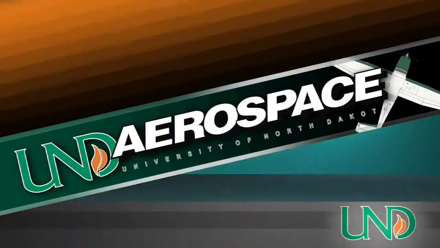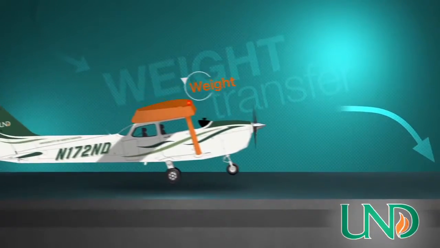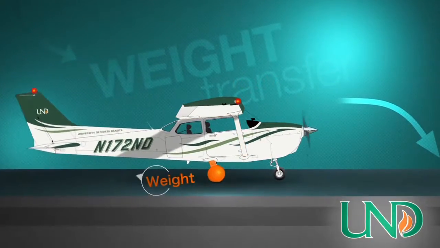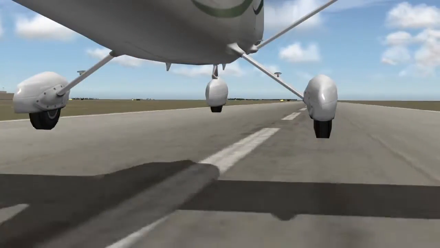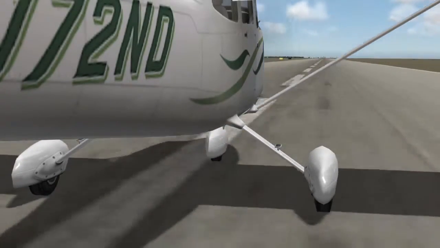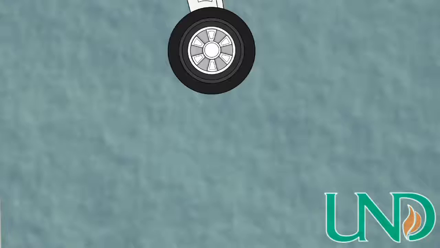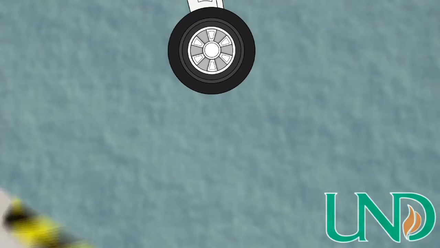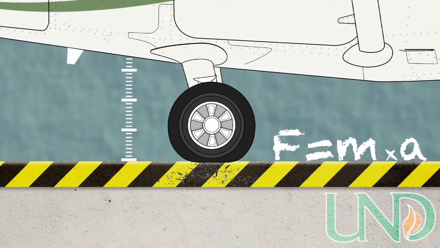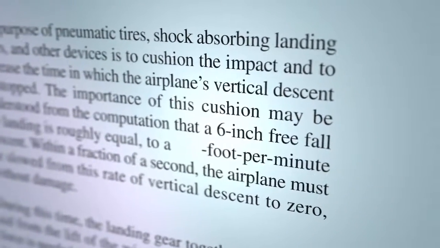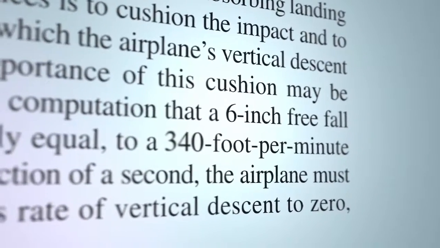The goal of a properly executed landing is to smoothly transition the weight of the aircraft from the wings to the wheels. The undercarriage or landing gear must withstand a substantial amount of force even under ideal conditions, and unfortunately landings are not always ideal. A free fall of only a few inches can multiply the amount of force exerted on the gear. The Airplane Flying Handbook approximates a 6-inch free fall to landing with about a 340 foot per minute descent rate.